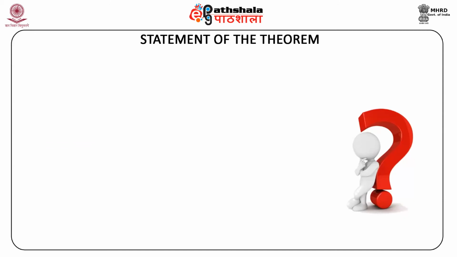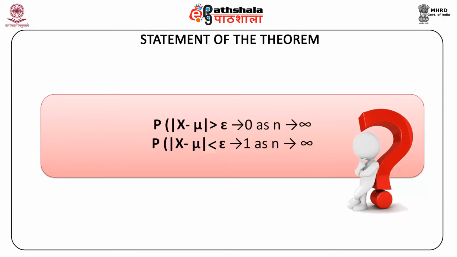Mathematically, it is written as the probability that the modulus of X bar minus mu is greater than epsilon tends to 0 as n tends to infinity, and alternatively, the probability that the modulus of X bar minus mu is less than epsilon tends to 1 as n tends to infinity. This simply tells that when n is a very large integer, the probability is very close to 1 of being close to mu, or converging to mu. The larger the sample size, the closer the sample mean to the population mean.